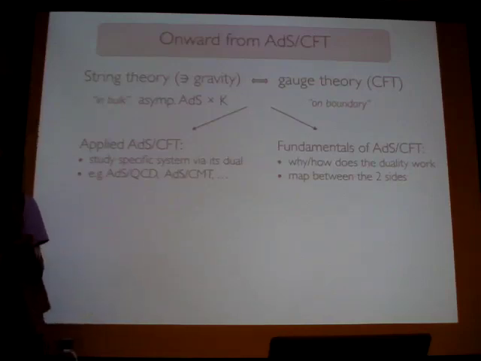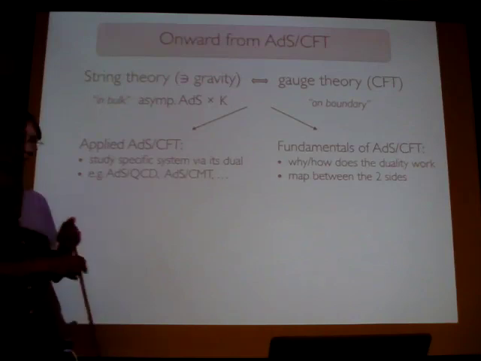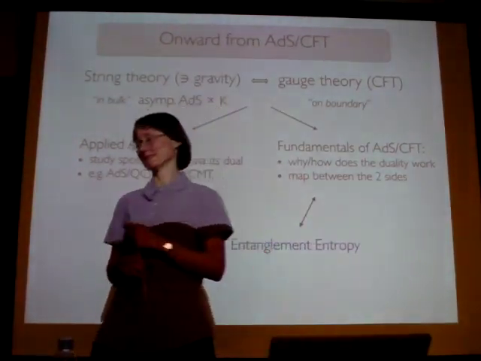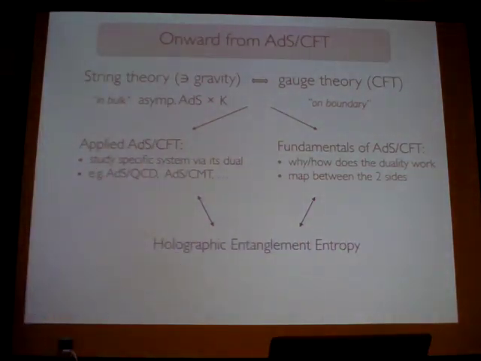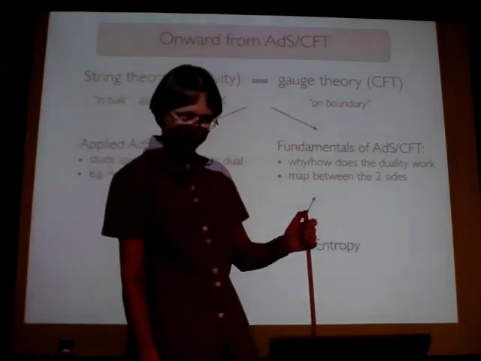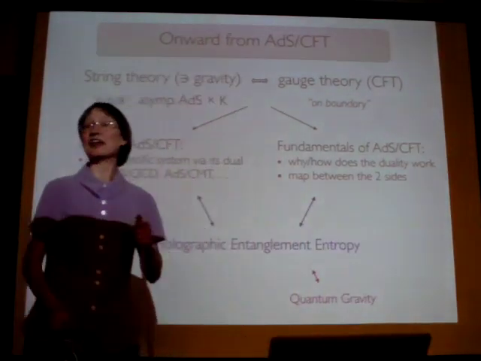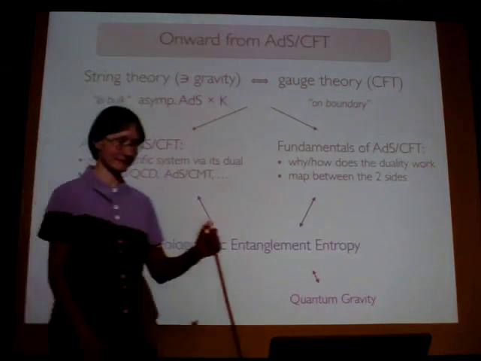How does the duality work? What is the mapping between the two sides? Entanglement, or holographic entanglement entropy, is the quantity I'll focus on, which actually very naturally fits into both of these categories. And the particularly interesting aspect of it is the relation to quantum gravity.